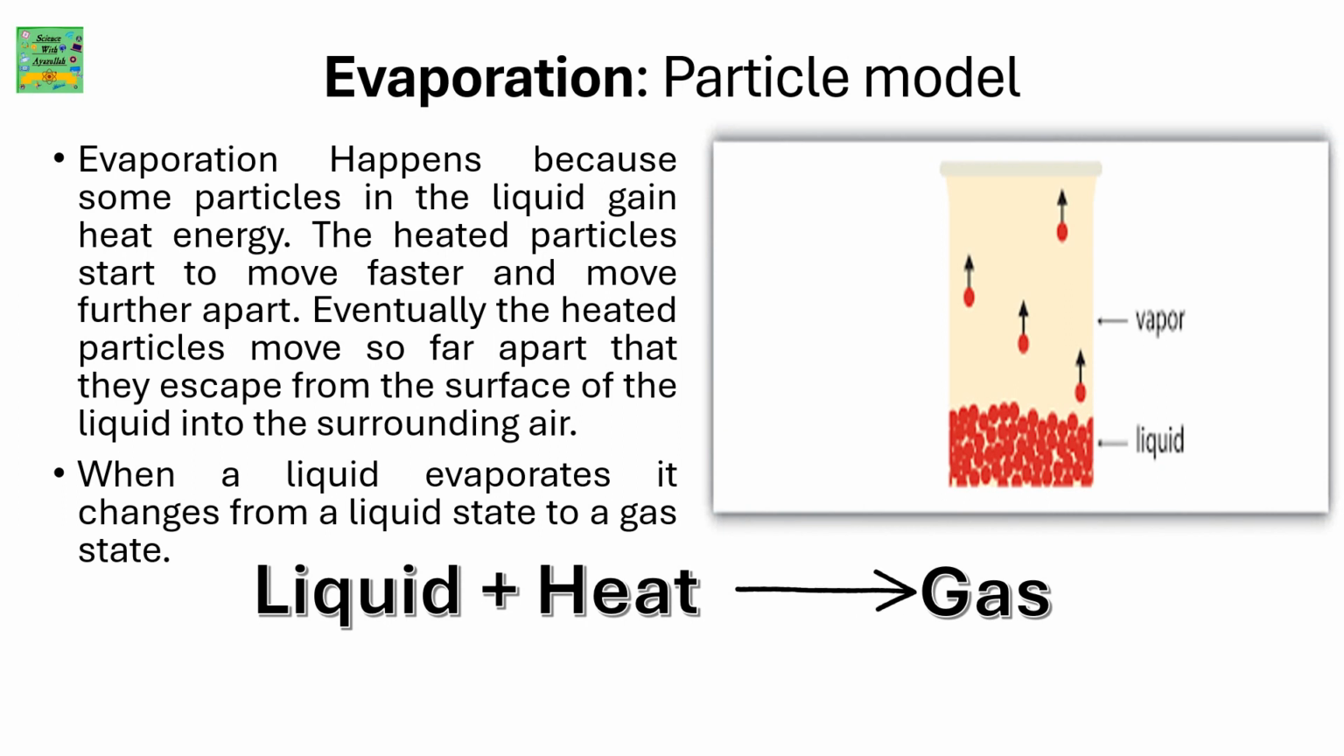The particle model of evaporation. Evaporation happens when some particles in the liquid gain heat energy. The heated particles start to move faster and move further apart. Eventually, the heated particles move so far apart that they escape from the surface of the liquid into the surrounding air. When a liquid evaporates, it changes from a liquid state to a gas state. So, a liquid, when it's given heat, changes into gas.